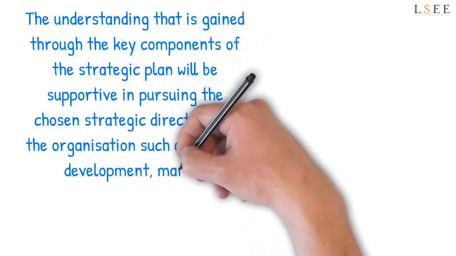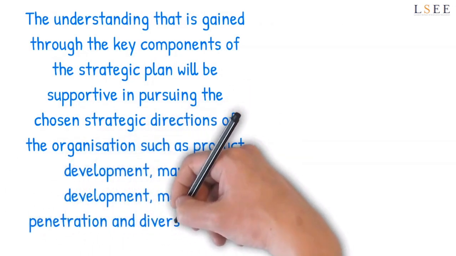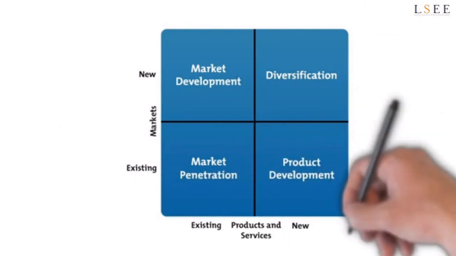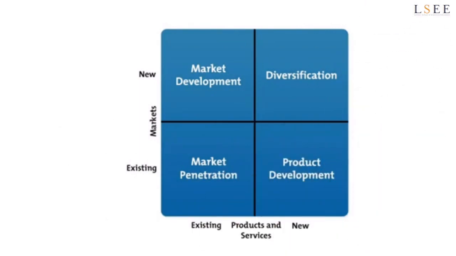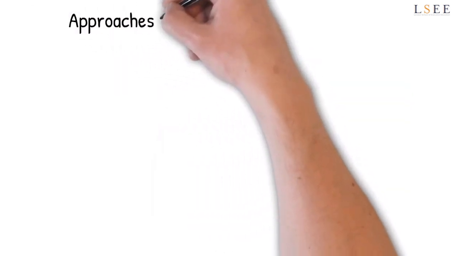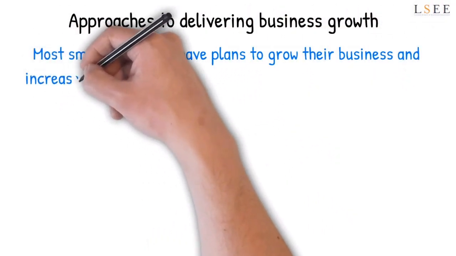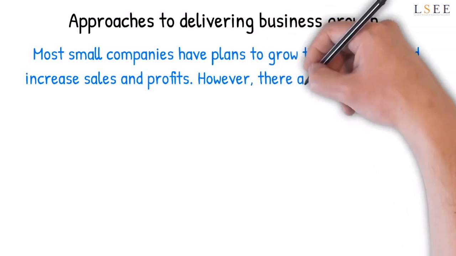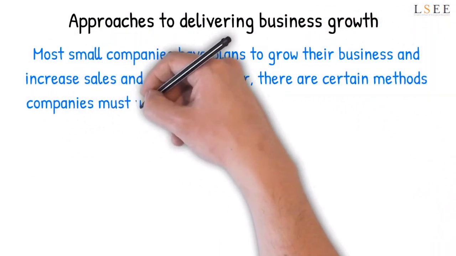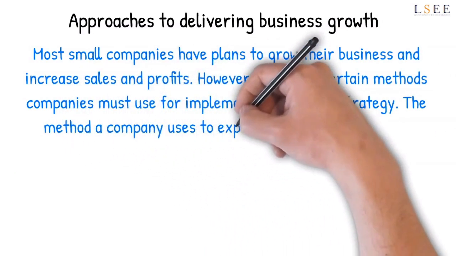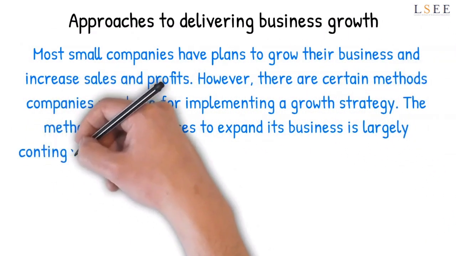Approaches to delivering business growth. Most small companies have plans to grow their business and increase sales and profits. However, there are certain methods companies must use for implementing a growth strategy. The method a company uses to expand its business is largely contingent upon its financial situation, the competition, and even government regulation. Some common growth strategies in business include market penetration, market expansion, product expansion, diversification, and acquisition.